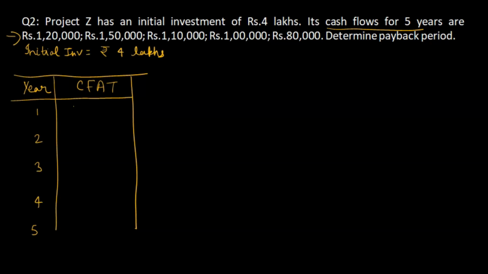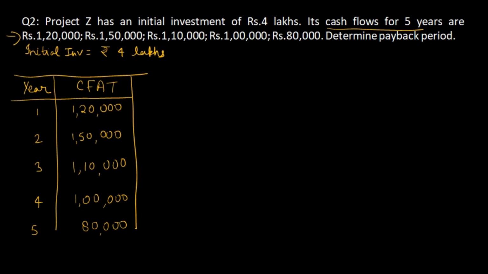First year cash flows are 1,20,000. Second year it is 1,50,000. Third year it is 1,10,000. Then 1 lakh, and then last year 80,000. These are the CFAT for 5 years. Now, here we cannot apply the formula because CFAT is different each year. So whenever CFAT is the same each year, then we can use the formula initial investment divided by CFAT per annum.